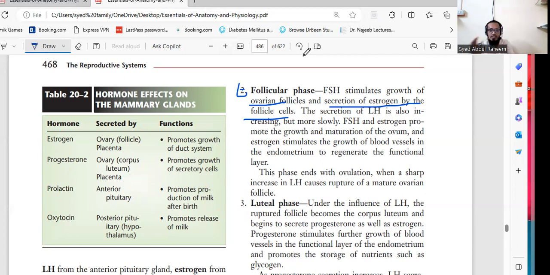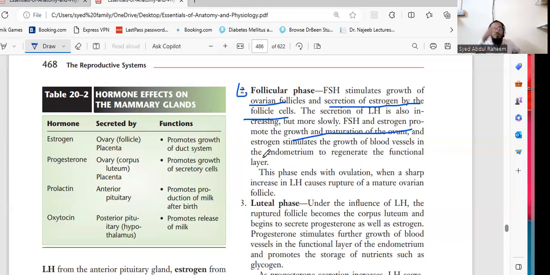Gradually the LH will increase. FSH and estrogen promote the growth and maturation of the ovum. So at the beginning, which will help? FSH and estrogen. LH will begin at the time of the matured ovum. And estrogen stimulates the growth of blood vessels.